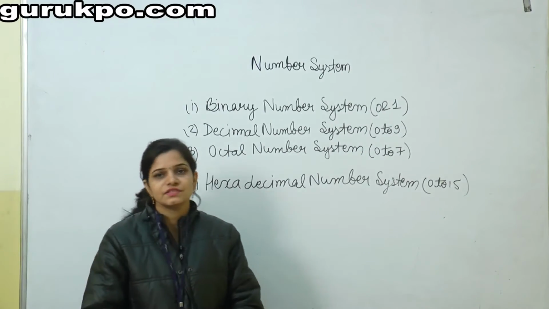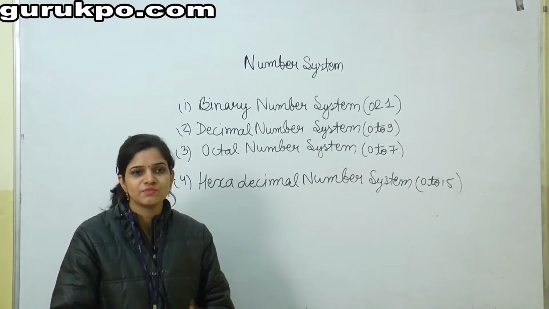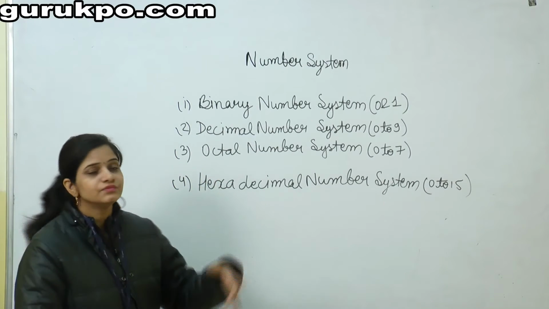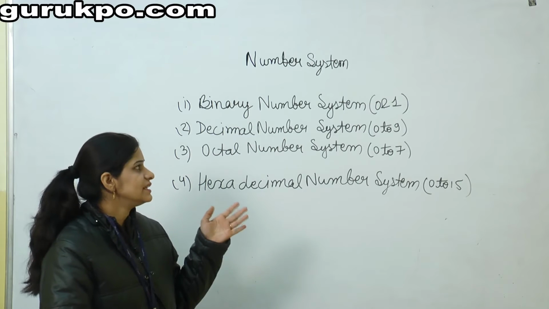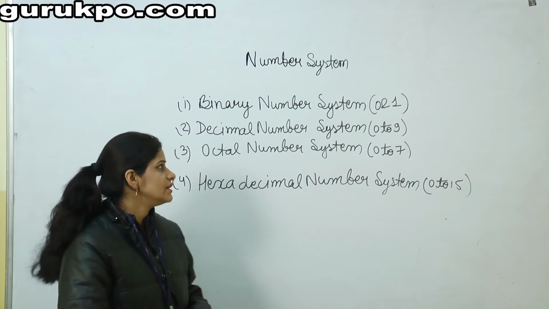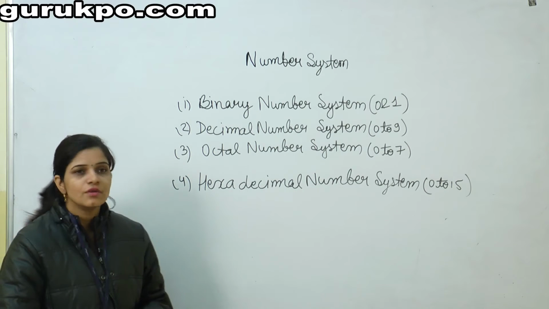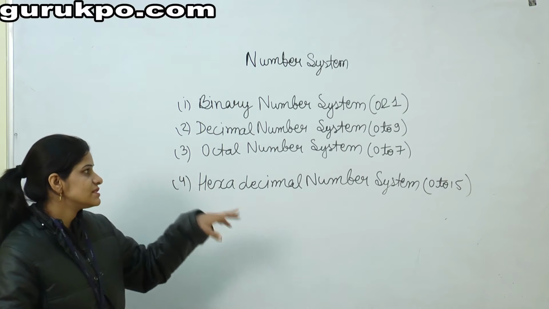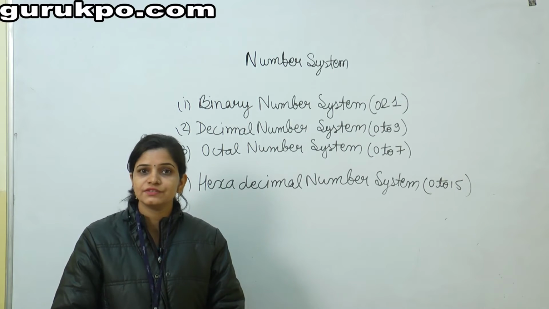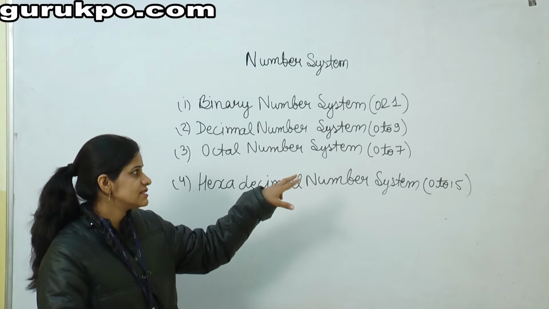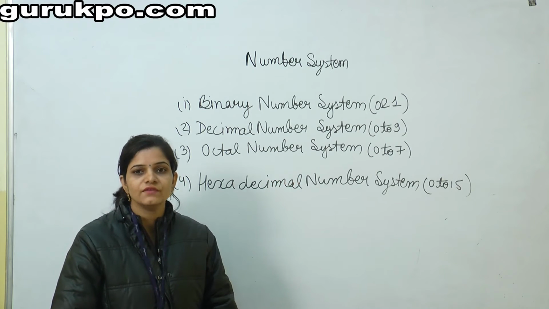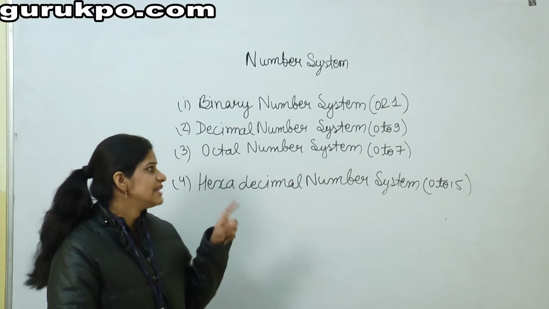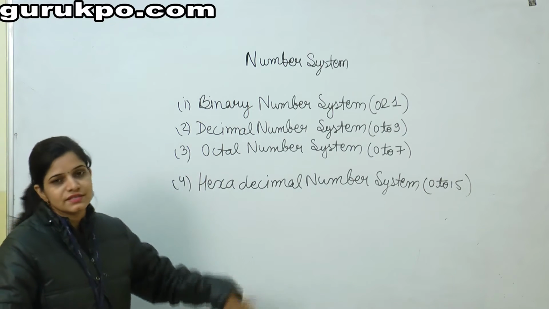First is binary number system, that is the smallest unit, and it represents two digits, 0 and 1. Its base is 2 because two digits are used, 0 and 1. And second is decimal number system. Decimal number system represents 10 digits, that is 0, 1, 2, 3, 4, 5 to 9, so its base is 10.